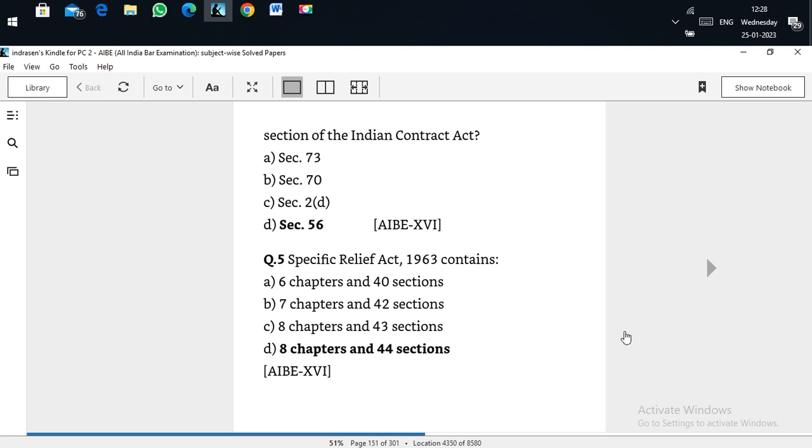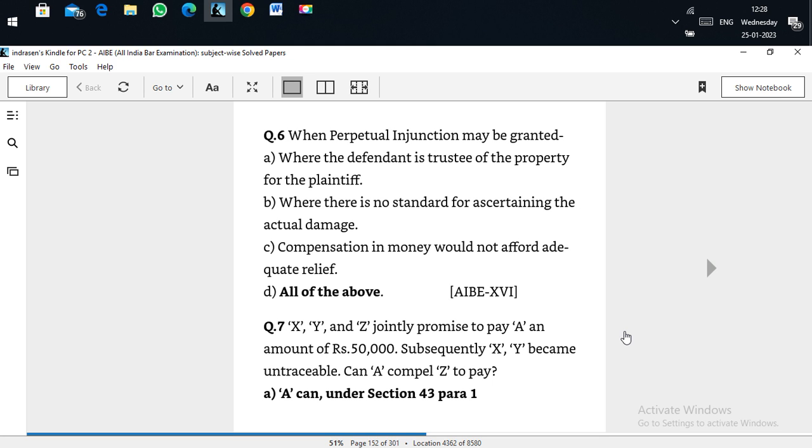Specific Relief Act 1963 has 8 chapters and 44 sections. When perpetual injunction may be granted, these are all the situations that we need to understand. Where the defendant is a trustee of the property for the plaintiff, where there is no standard for ascertaining the actual damages, the compensation in money would not afford the adequate relief. In these cases, a perpetual injunction may be granted by the court.